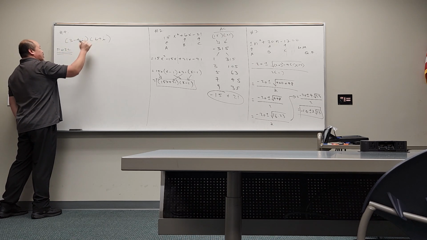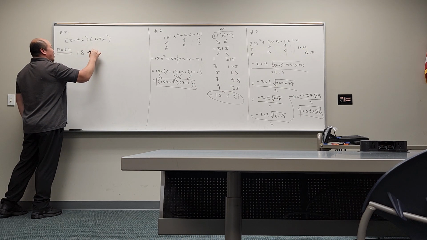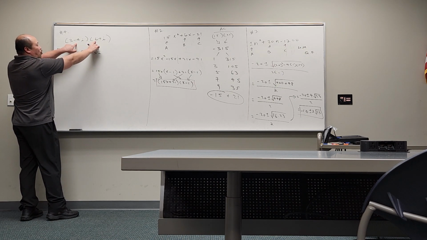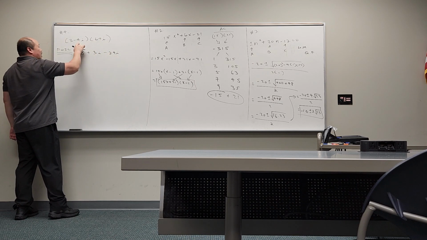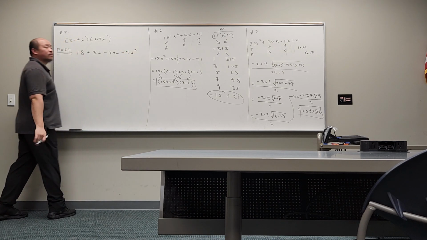So 3 times 6 is 18, right? The outside term is plus 3i. Treat the i as an x, right? Negative 4 times 6 is 24, minus 24i. The last term is minus 4i squared.